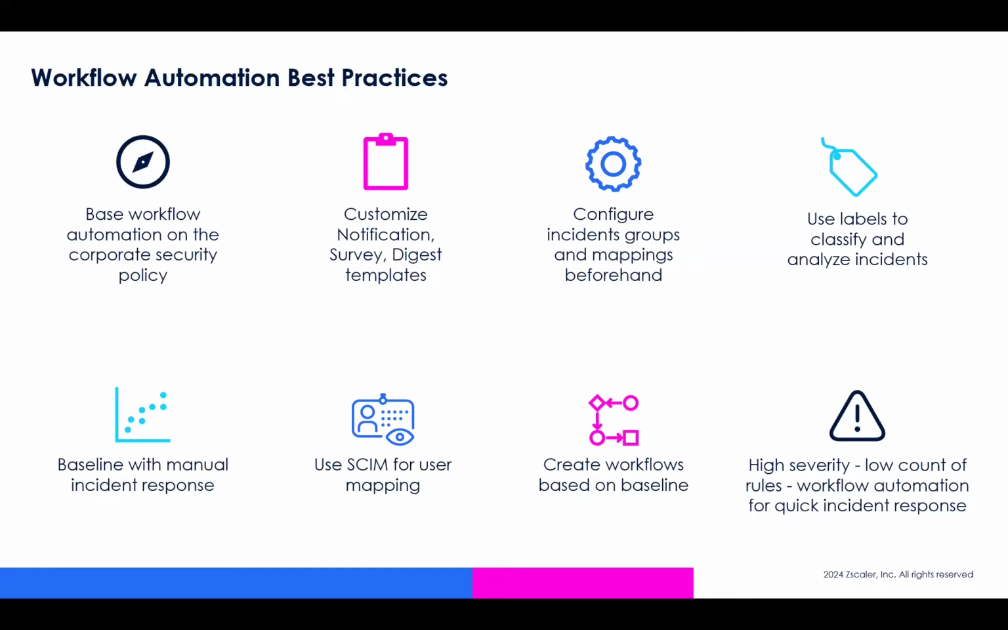A good example use case for workflow automation would be to configure it so that you have a low count of rules covering only high severity incidents and using workflow automation for a quick incident response, thereby allowing you to monitor and secure your most sensitive data as quickly and efficiently as possible.